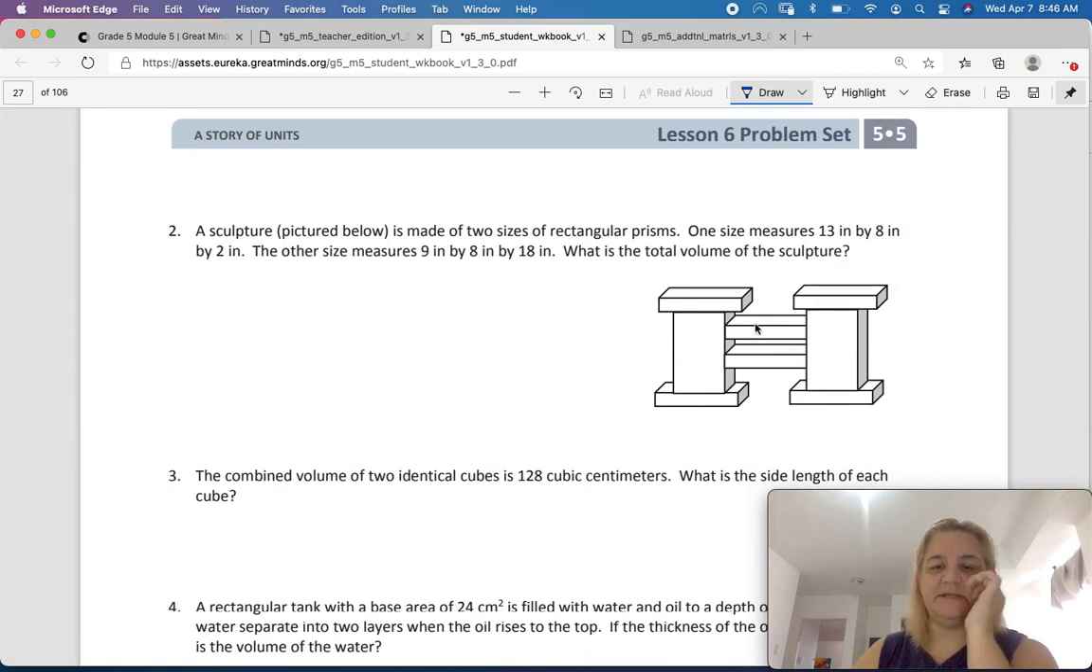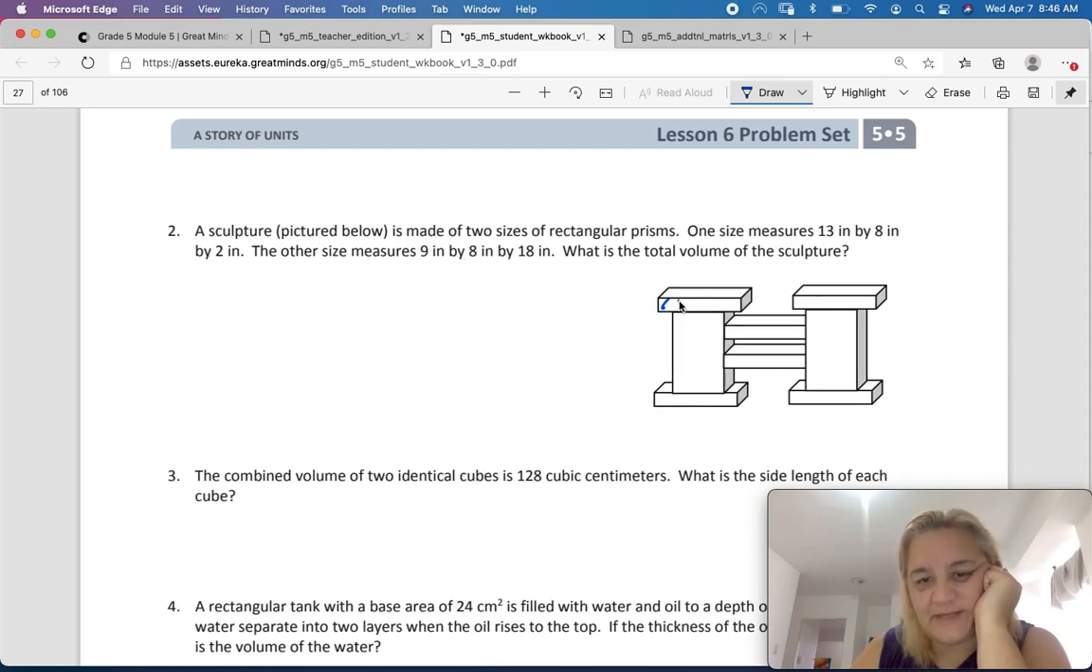A sculpture, pictured below, is made of 2 sizes of rectangular prisms. One size measures 3 inches by 8 inches by 2 inches. The other size measures 9 inches by 8 inches by 18 inches. So do you see, I'm going to color them in. This is the same size as this, is the same size as this, is the same size as that. Okay?